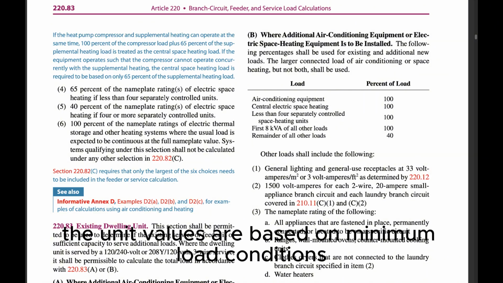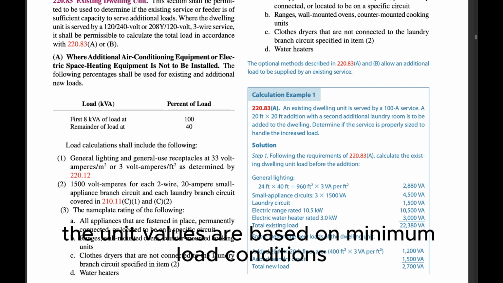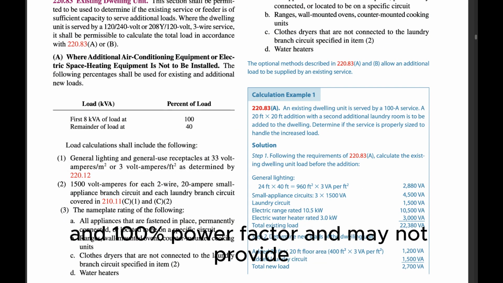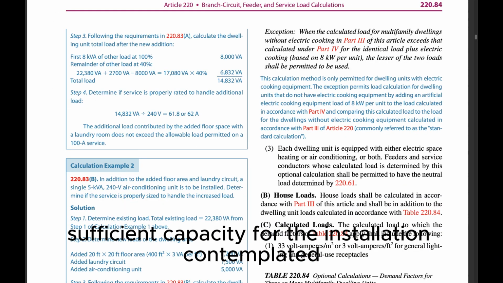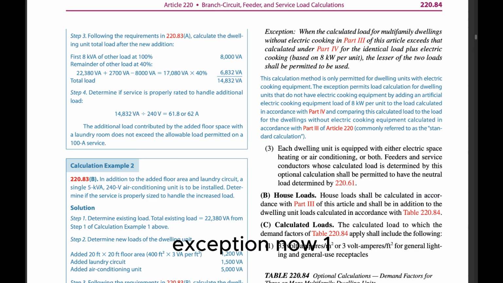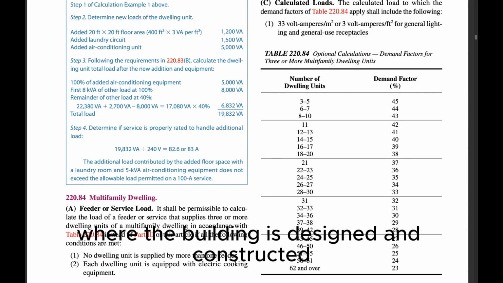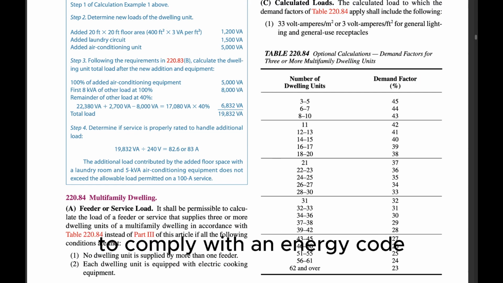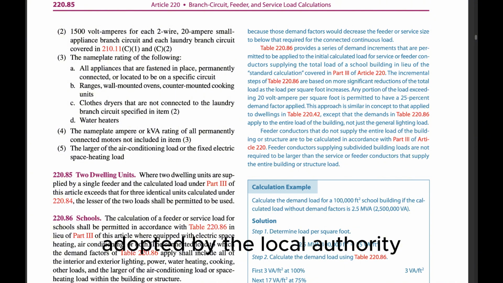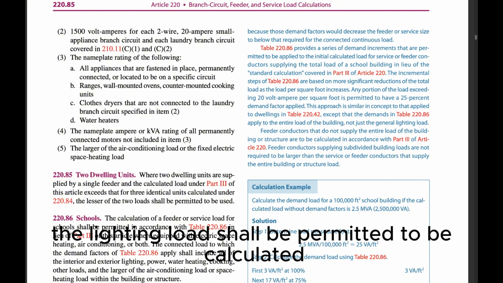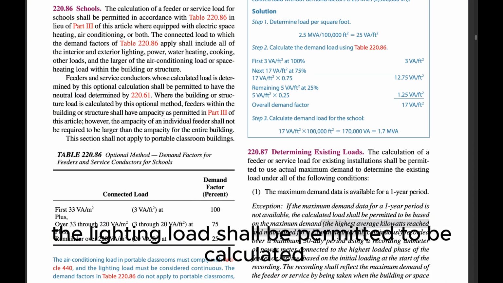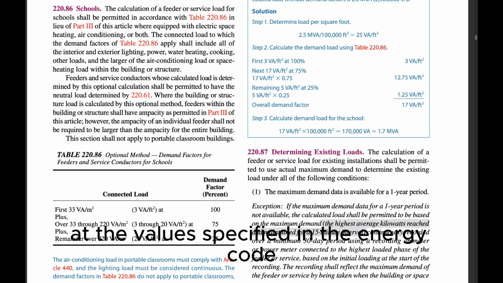Informational Note: The unit values are based on minimum load conditions and 100 percent power factor and may not provide sufficient capacity for the installation contemplated. Exception No. 1: Where the building is designed and constructed to comply with an energy code adopted by the local authority, the lighting load shall be permitted to be calculated at the values specified in the energy code.